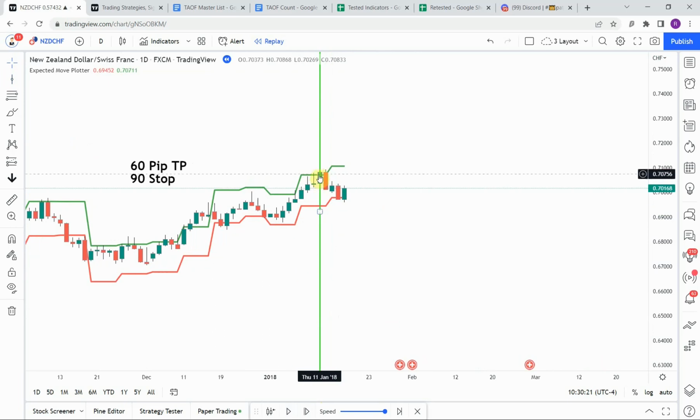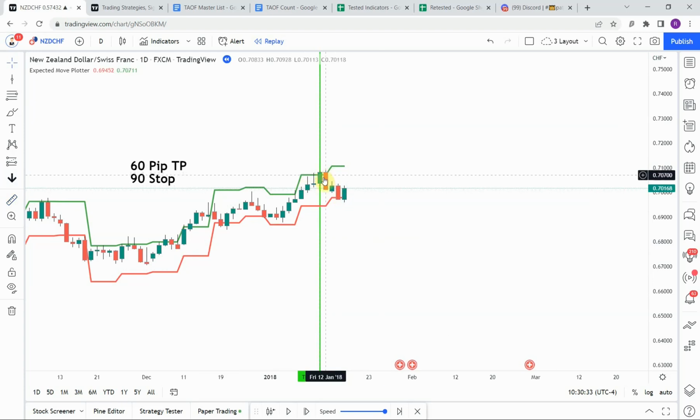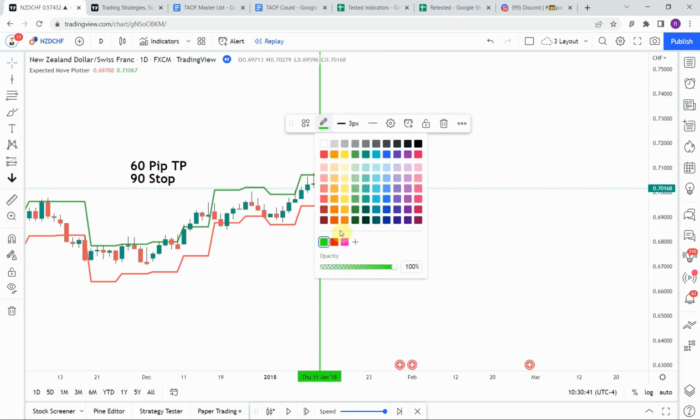All right, so the first signal that we pick up is a long signal right here as the candle breaks up above that green line and closes above it there. And then immediately on the very next candle, which would be our entry candle, we immediately took a nosedive in price action there, which did come down and stop us out.